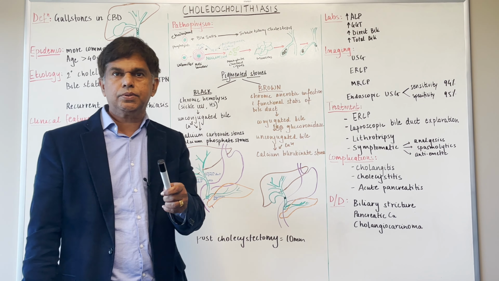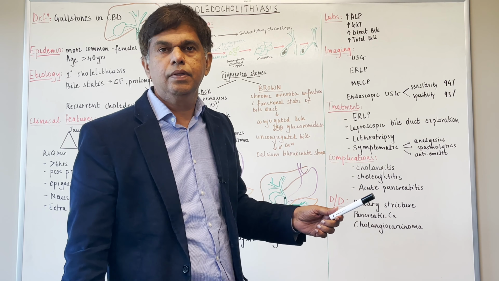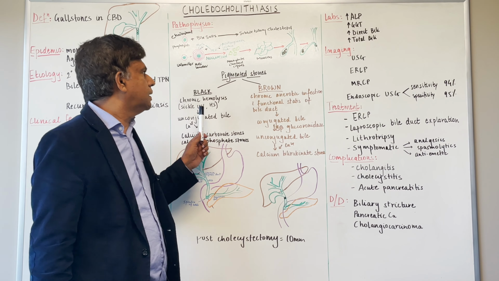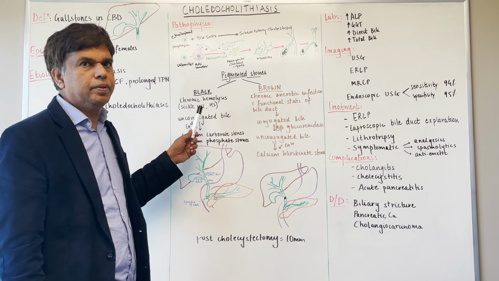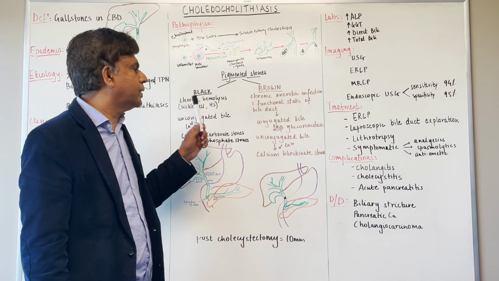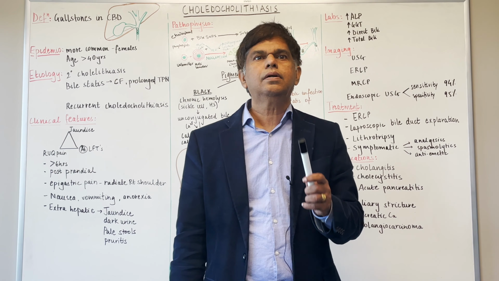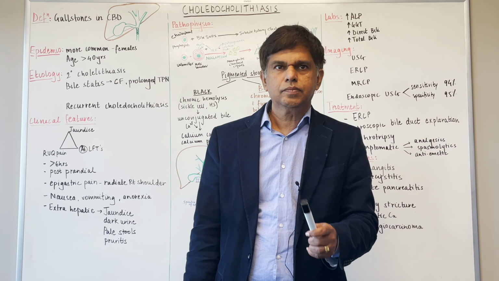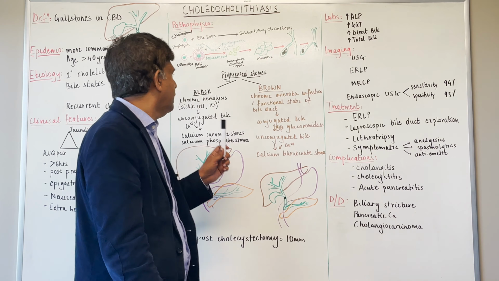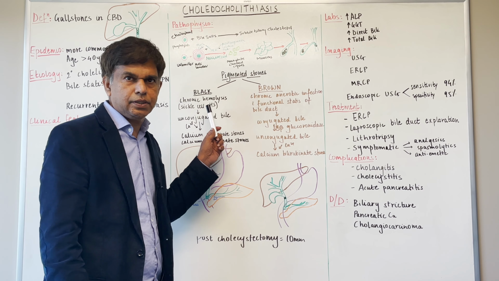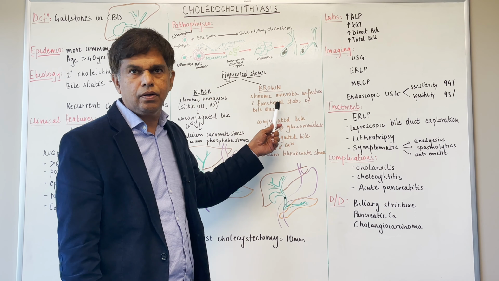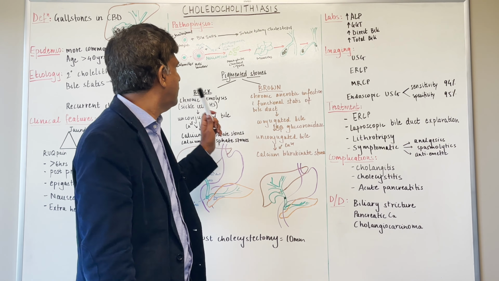Now, the other two types of stones, what are they? Somebody tell me the name. The pigmented ones, black and brown. Let's start with the black stone. Remember, what type of situation is it? Black stone, is it a sterile situation or infected bile? Sterile. Very good. Always remember that, okay? In black stone it's a sterile situation, and in brown it's always infection. All right, let's go to black.